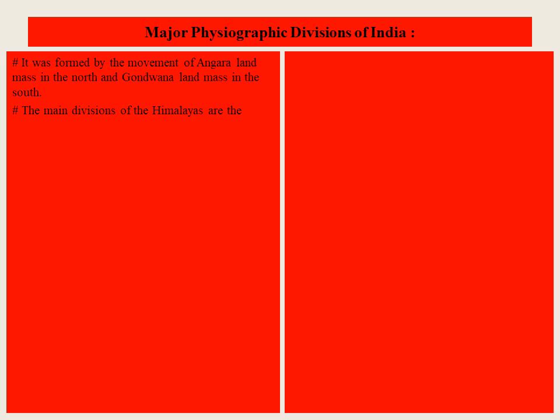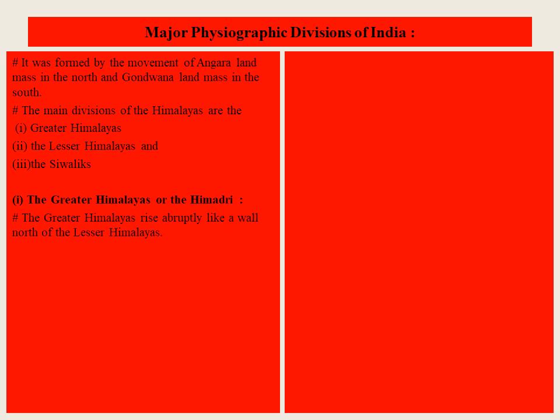The main divisions of the Himalayas are the Great Himalayas, the Himadri. The second one is the Lesser Himalaya, the Himachal. The third is the Outer Himalaya, the Sivaliks. First we are going to learn about the Greater Himalayas or the Himadri. The Greater Himalayas rise abruptly like a wall north of the Lesser Himalayas.